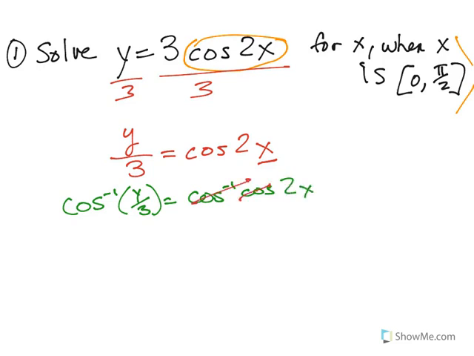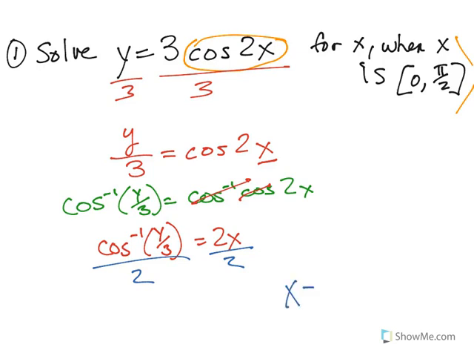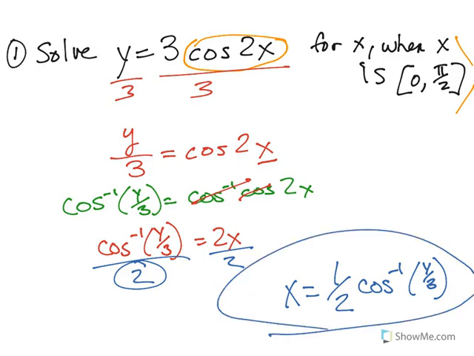So if I inverse cosine both sides, the inverse and the cosine cancel each other out. And I'm left with the inverse cosine of y over 3 equals 2x. So to get x by itself, we simply divide both sides by 2. And I end up with an answer of x equals 1/2 inverse cosine of y over 3. Because remember, dividing by 2 is the same as multiplying by 1/2. So there's the first one.